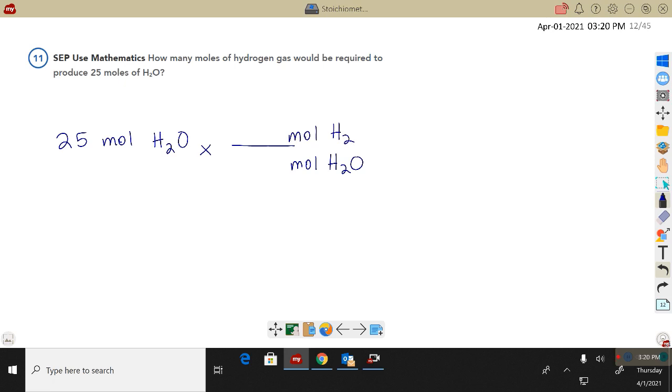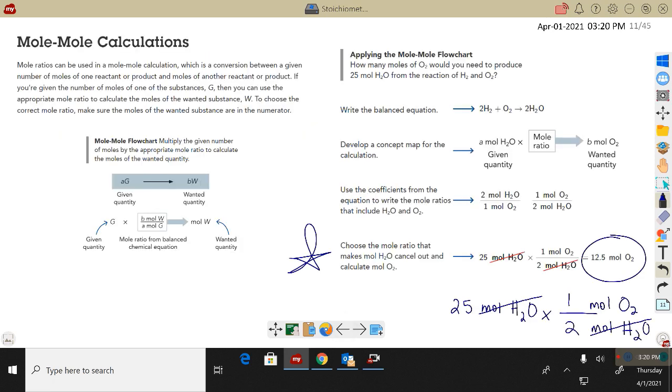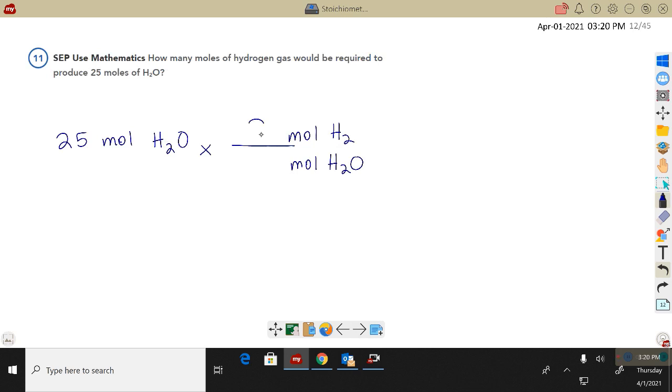And now the numbers, I put the numbers in last. First, I get everything set up. Then the mole ratio is the ratio from my balanced equation. So between hydrogen and water, it's a 2 to 2 mole ratio. I think I like this. Moles of water cancel. 2 to 2, 1 to 1. 25 moles of hydrogen. And I could say, does that make sense?